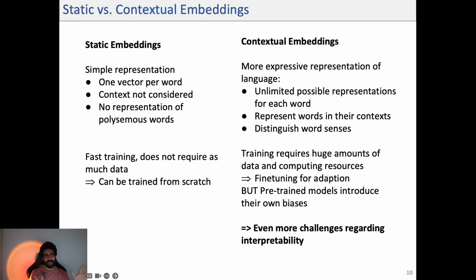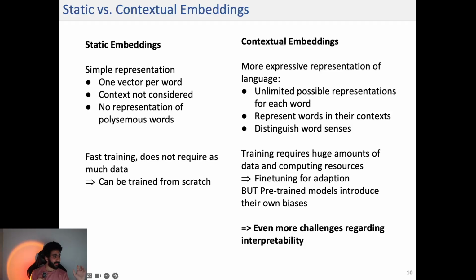Well, contextual embeddings are more powerful. Those models give you different vectors for the same word depending on its context. They don't just look at the word itself. They understand the full sentence. That means they can represent different meanings and capture how language actually works. But there is a cost. Training these models takes a lot of data and a lot of computing power.